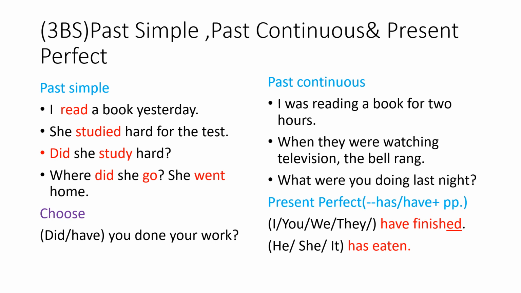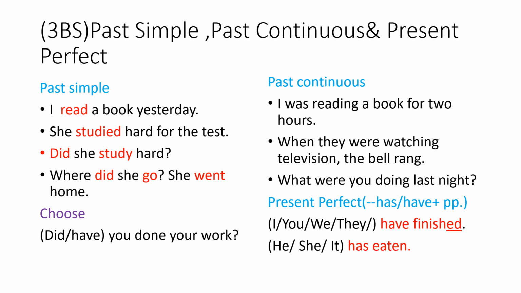For example, go, went. For example, as you know, are, were, is, or am, was. These are irregular verbs. And you have to learn them by heart, for example, break, broke, and so on.